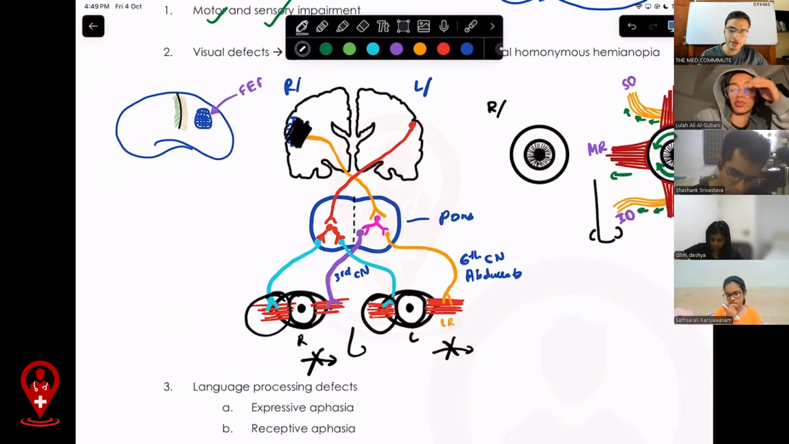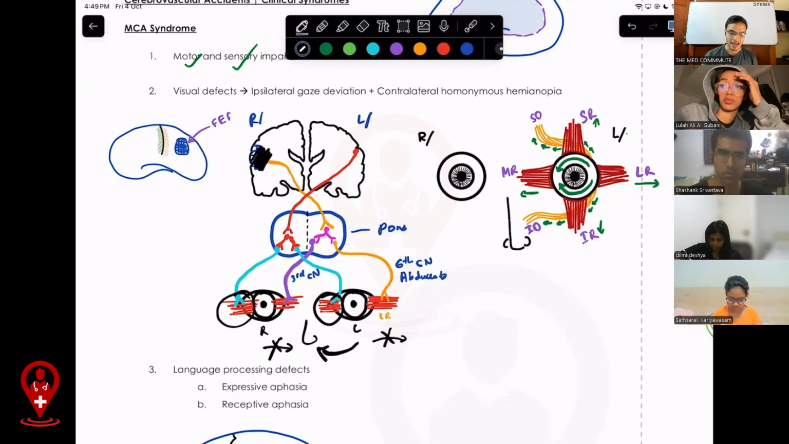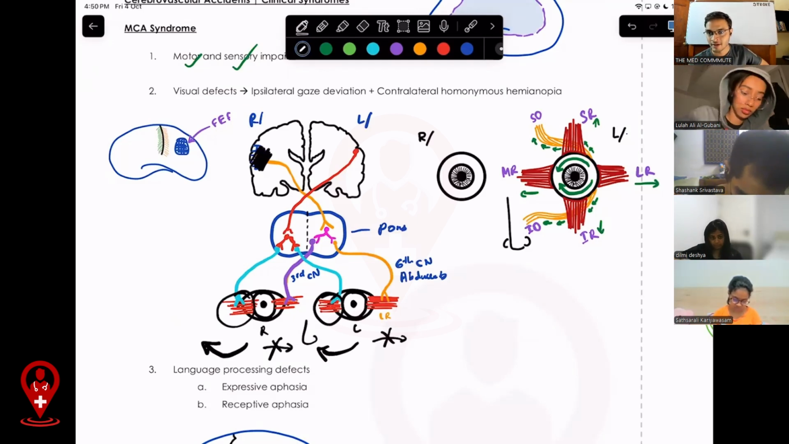So what will happen when you tell the patient, guys, okay, look straight ahead? What is going to happen, guys? Where is he going to look at? His eyes are going to look at the right side because his left-sided gaze is gone, and the muscles that are working for the right-sided gaze are now unopposed. There is no one to oppose those two guys, okay? So there is an imbalance of power, an imbalance of strength, you can call it. And the eyes are going to shift to the right side.